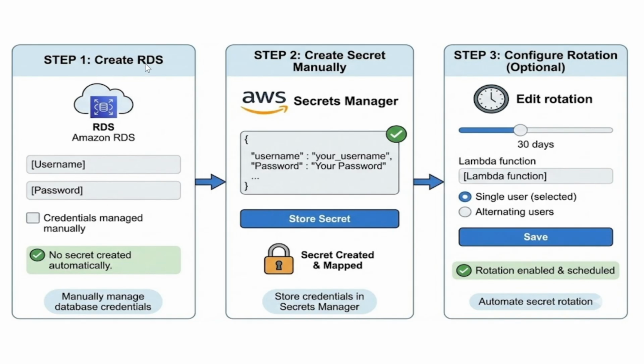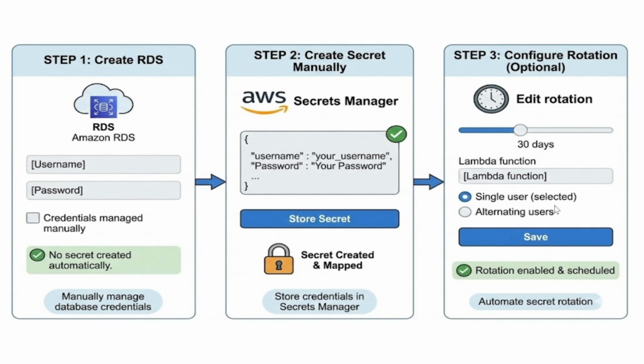The first step, create RDS. While creating the RDS, with credentials managed manually, you will select this option. You will enter the username and you will enter the password. Now, does the secret automatically get synced in the secret manager? No. You need to manually go to the secret manager, create a secret over there, add those credentials manually, and if you need automatic rotation, you need to enable that rotation as well.